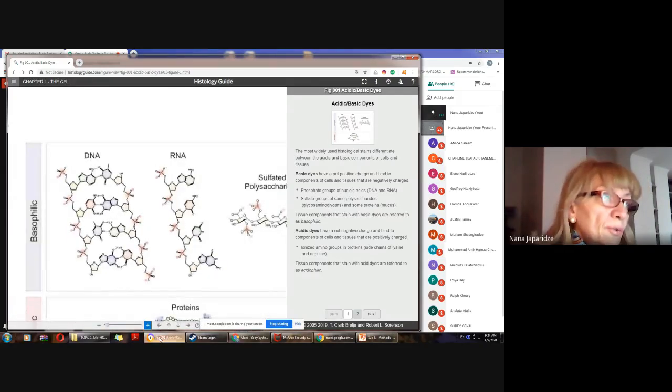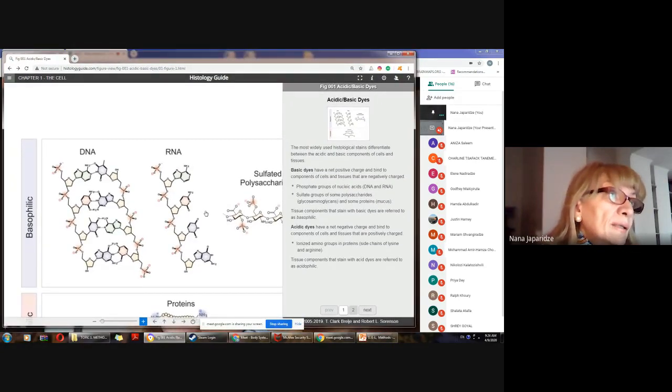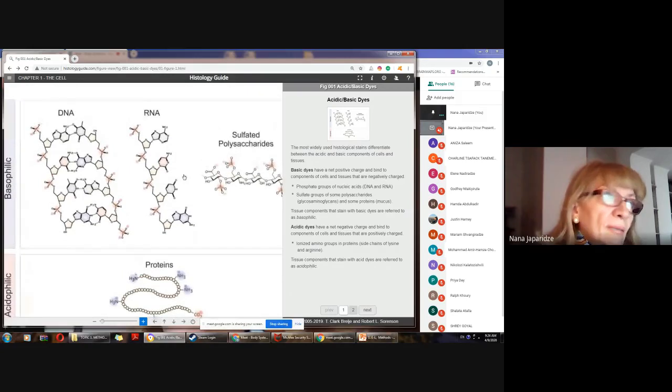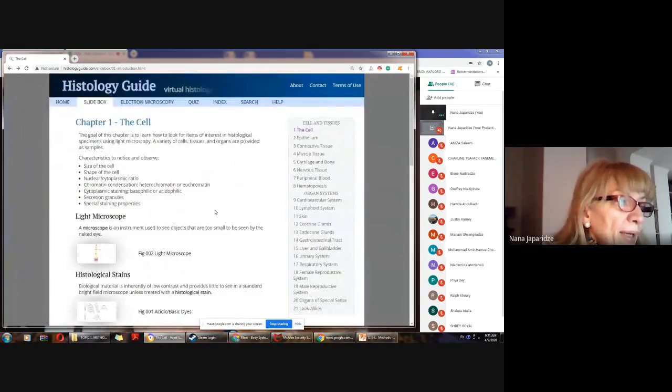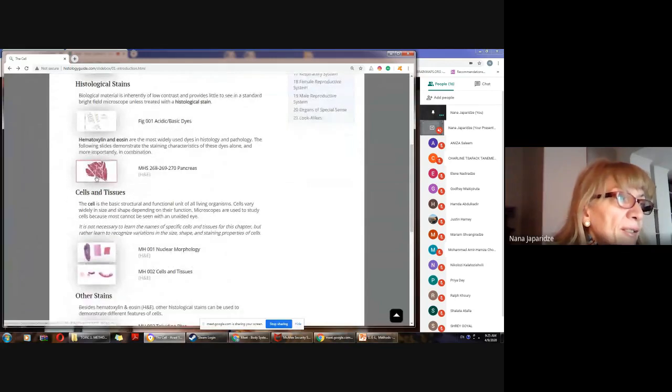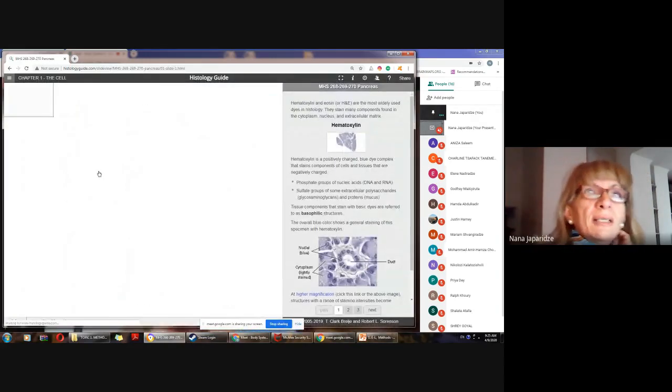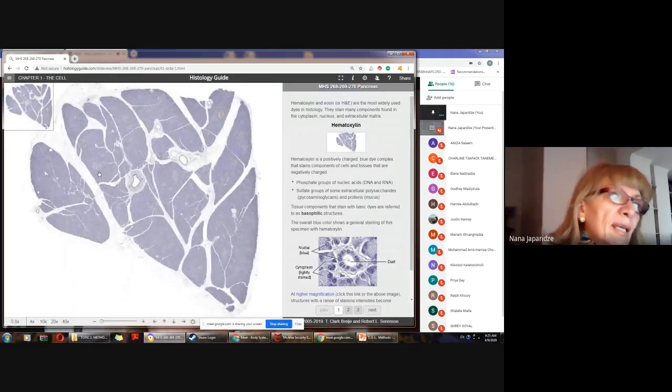You see here that using this web page, the histology guide, we can see not only tissue samples, but we can use different methods, I mean microscopical methods, and we are also able to change the magnification and see the fine details of the cell. Okay, let's go back and observe the tissue samples, which are stained using the basophilic staining and using the acidophilic staining.